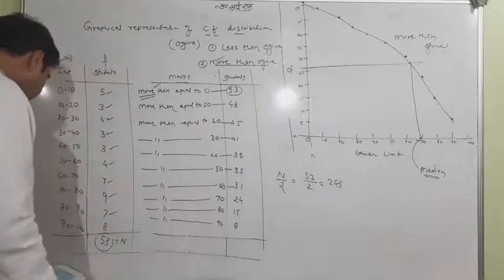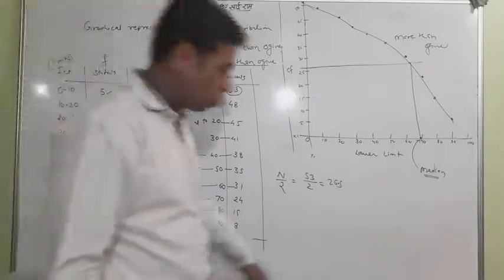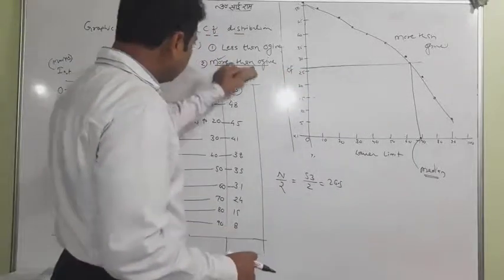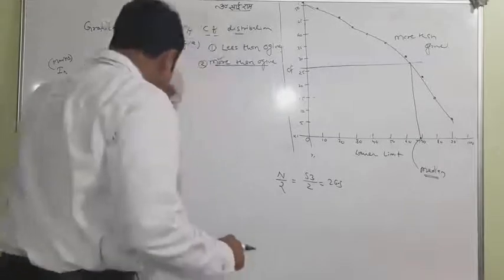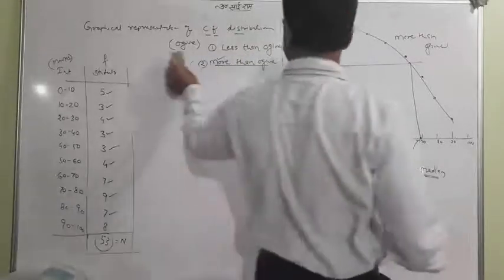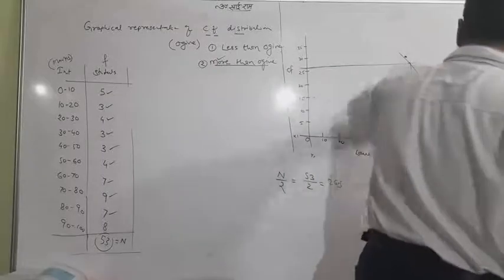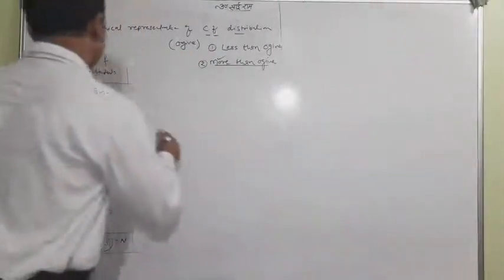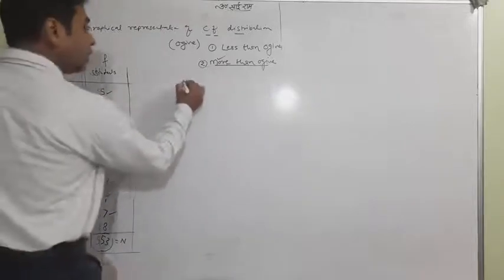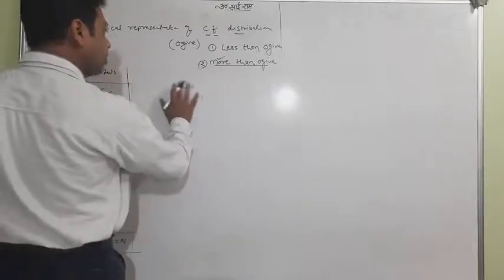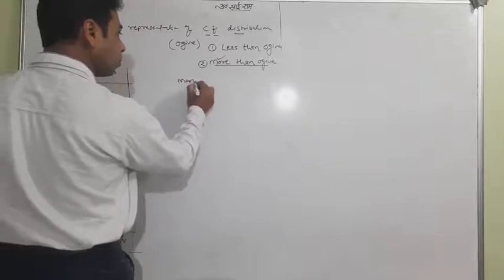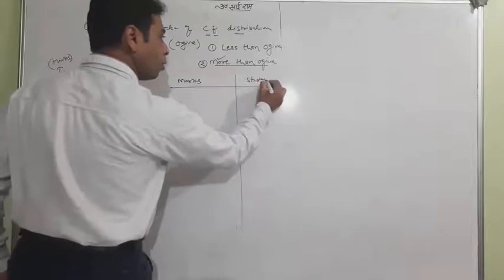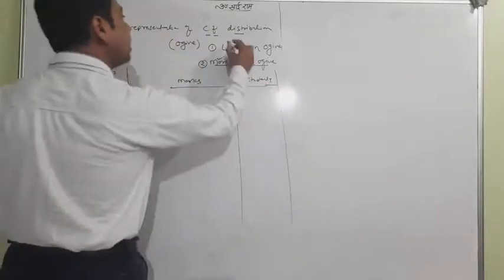Now I'll go with the less than type. Okay, let me take the same graph, same table here, and let me rub this graph also. And I'll go now with the less than type. So these are the marks, and this is students. And I'm trying to make the less than type ogive here.